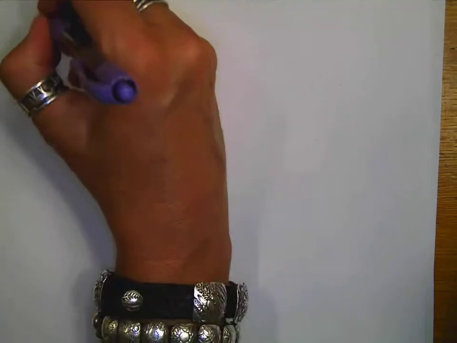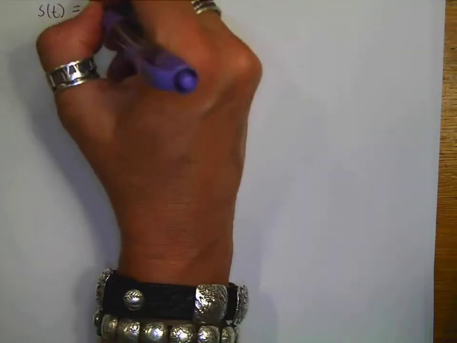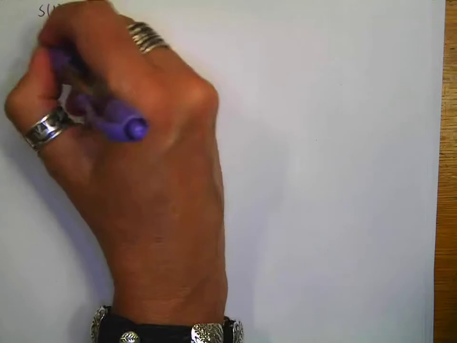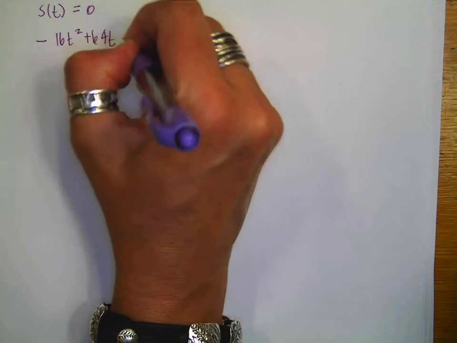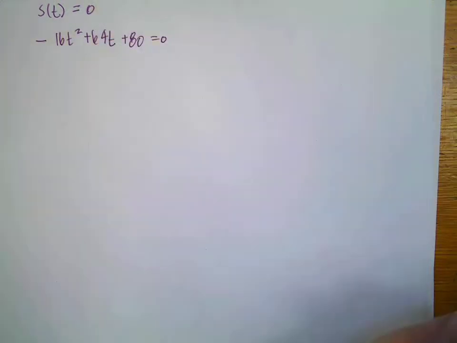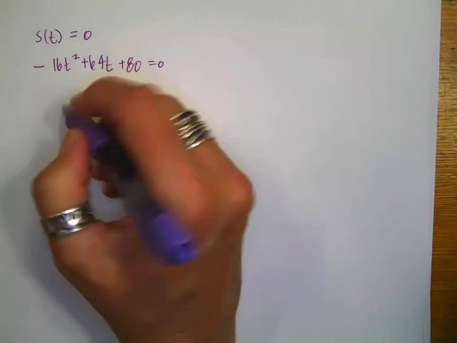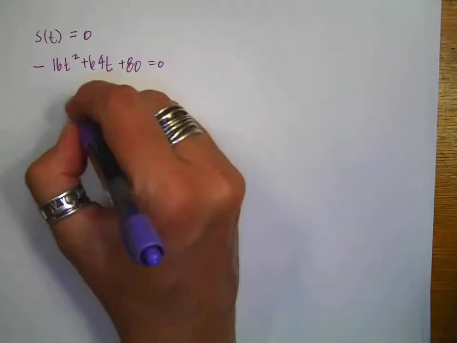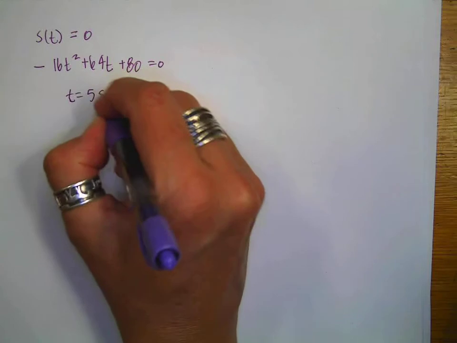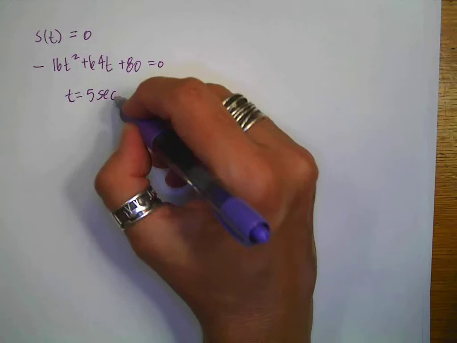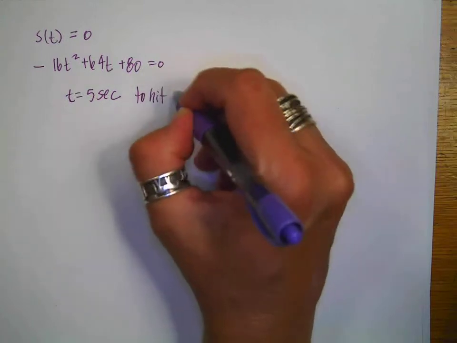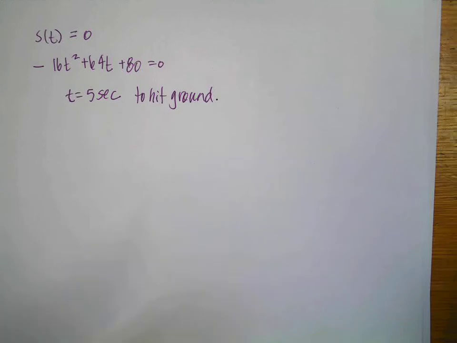The B part says, when does the ball hit the ground? Well, the ball hits the ground when its height above the ground is 0. So then I would just take my negative 16t squared plus 64t plus 80, set it equal to 0. I'm going to use the quadratic program on my calculator because I'm a little bit lazy, and then I would get t is equal to 5 seconds to hit the ground. And so there we go. So I would finish this. Time is 5 seconds to hit the ground. And now I have answered all of the questions that I was given.